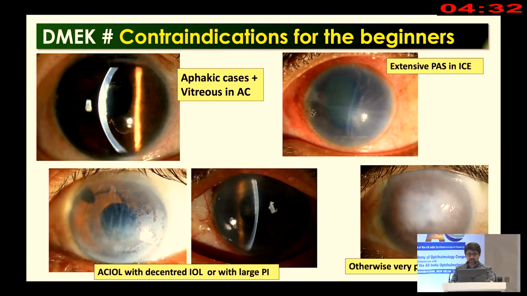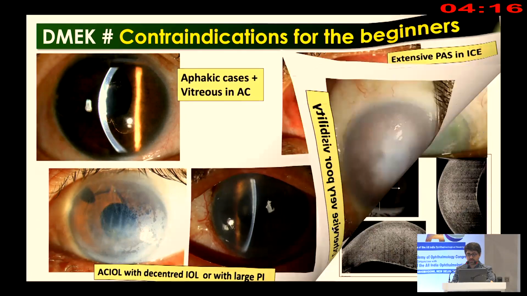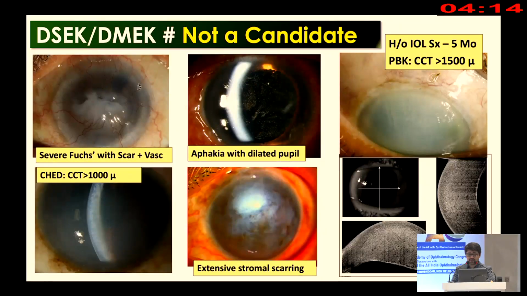Contraindications for beginners would be aphakic cases with, say, vitreous in the anterior chamber. If you are an expert, you can do a vitrectomy, put in a secondary IOL and then go ahead with the EK, but as a beginner, it is better to avoid these cases. Then where the IOL is unstable, where the visibility is extremely poor, or sometimes where there is deep vascularization, these are candidates for PK. These are not even candidates for DSEK.